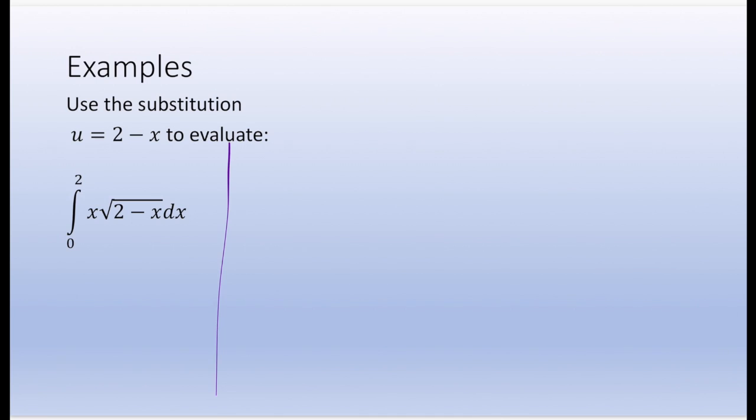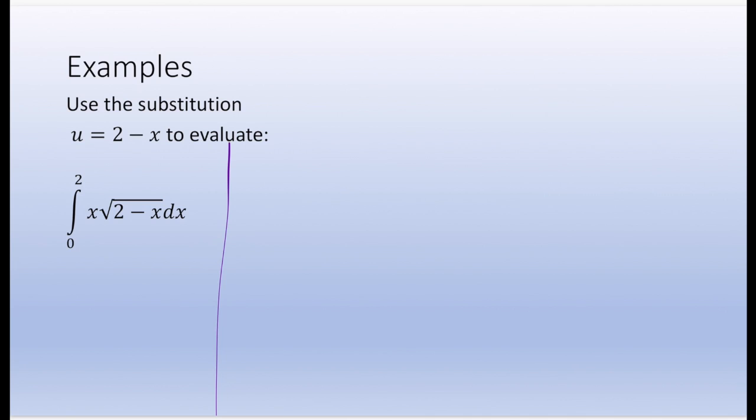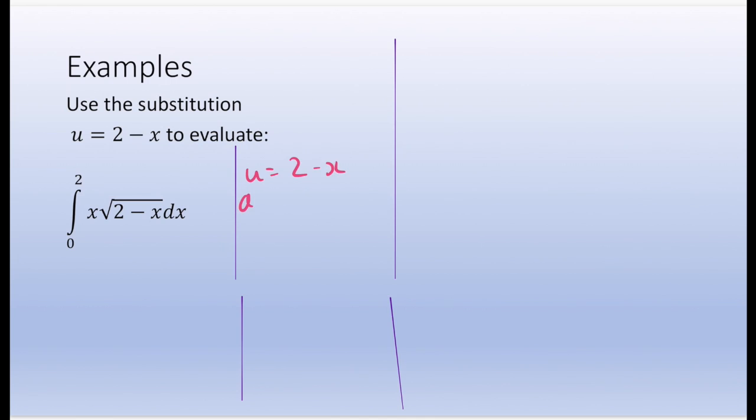So the first thing we need to do is prepare our page out. Okay. So let's prepare our page out so we can write it all in, and we go u equals 2 minus x, du dx will equal negative 1. So we got du equals negative dx, and that means that dx is going to be negative du.